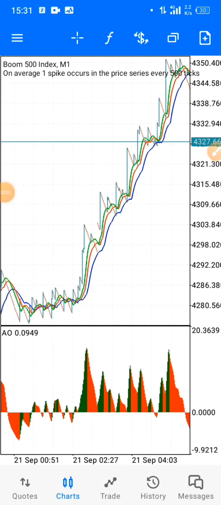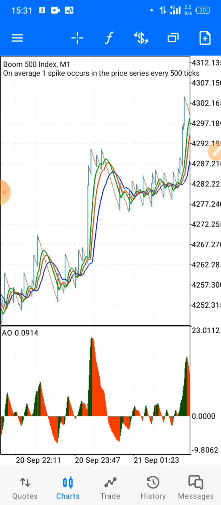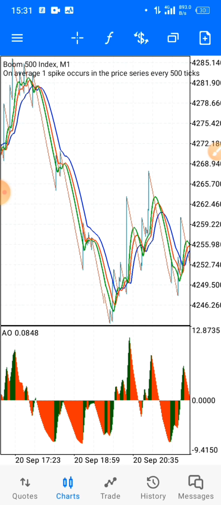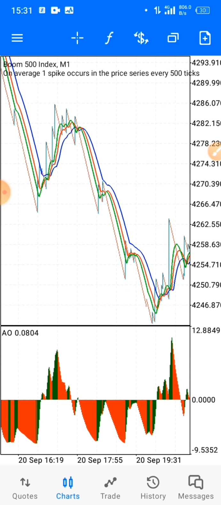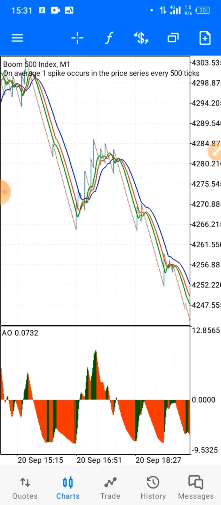So today I'm back again with another strategy that we're going to be using to scalp Boom and Crash. Okay, so let's jump into it. Today we're going to be using the alligator oscillator and the awesome oscillator. Those are the two indicators that we're going to be using to scalp. So let me show you the settings that I used, and we'll jump into the video.